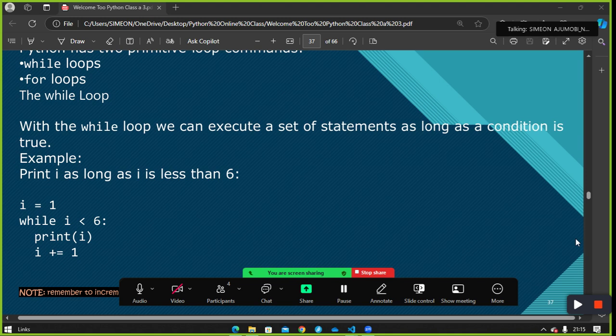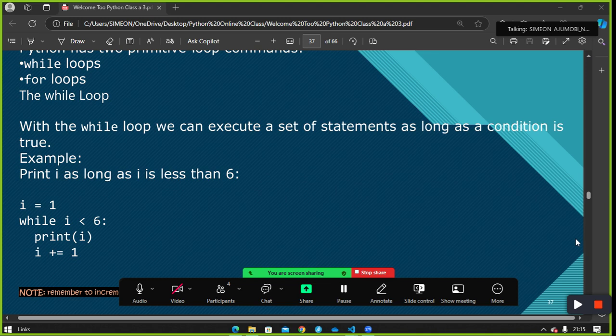So let me reduce this and bring out this handout, and let's see that you understand this. Print i as long as i is less than 6. i equals 1. While i is less than or equal to 6, print i, increment 1. Now let's look at this. We're going to be talking about break. I'm going to be talking about continue. What do break and continue mean?